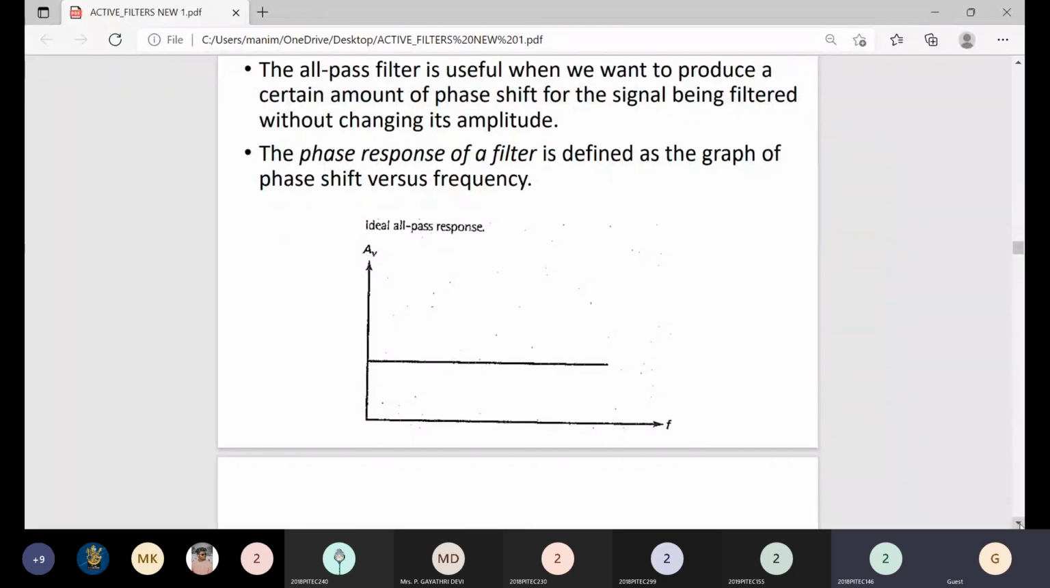So first we should know what a filter is, then what a low pass filter is, then the high pass filter, band pass filter, and band stop filter. Up to now we have discussed the frequency response of all the filters.